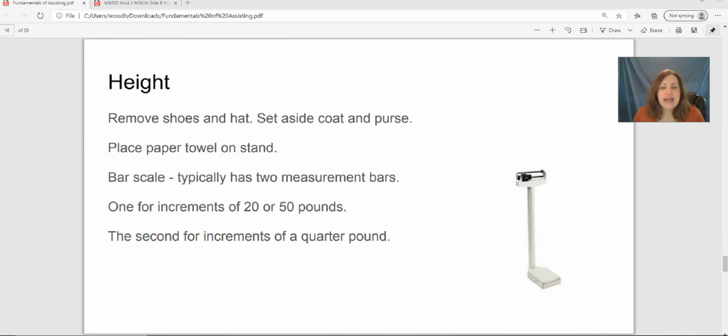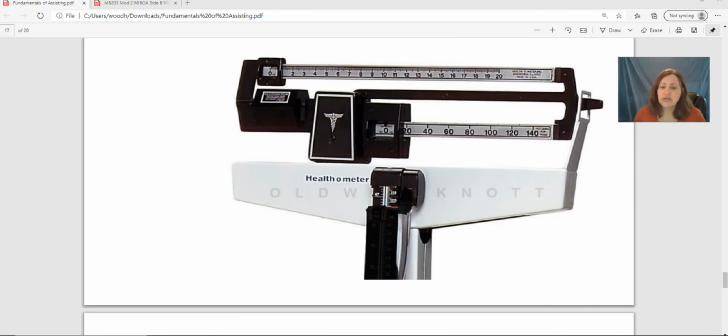Okay. Height. We need to make sure shoes and hat are off. We're going to set the coat and purse aside. I always put down a clean paper towel because the patient is standing on it in their socks or bare feet. Typically, there are 2 measurement bars. I'll show you a close-up on the next screen. Normally, the larger one is either 20 or 50 pounds, depending on your scale. And the lower one, or the other one, is for 1/4 pound increments. So here's the larger one.